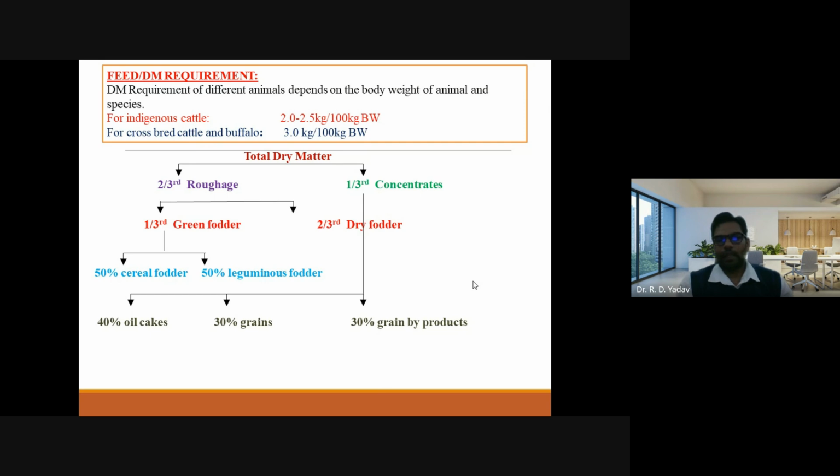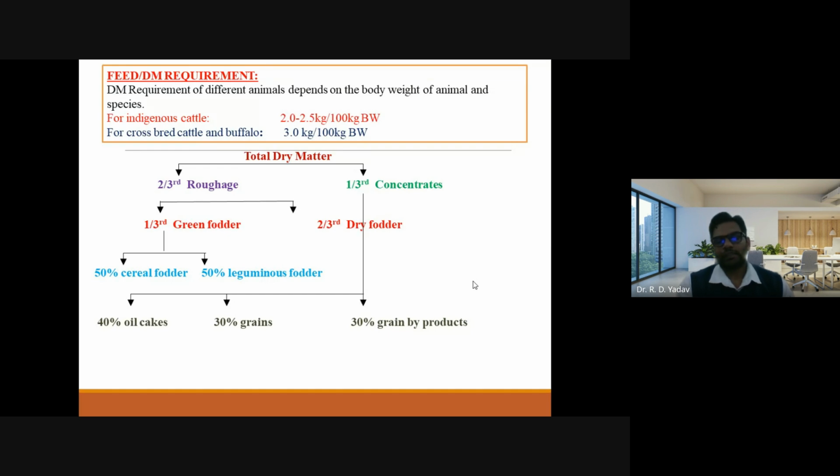So if a cattle has 500 kg body weight, their dry matter requirement on the basis of 2% body weight will be 10 kg. So again, further, the dry matter is divided into two parts, that is, whatever dry matter we are providing to the animal.